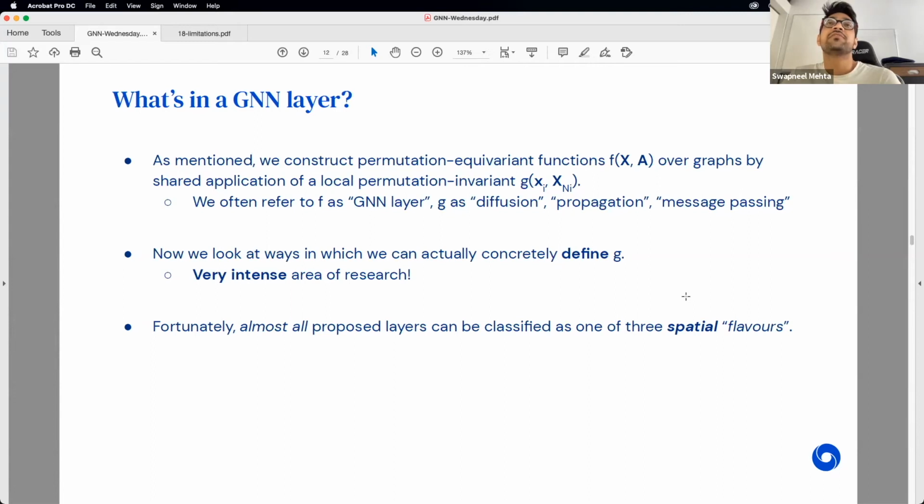So we've started with equivariant functions over graphs, then local invariance, which means for a node we don't care about which neighbors come first. We talk about graph neural net layers as diffusion, propagation, message passing. But essentially there are three flavors of graph nets that most work will fall into. There are more, but these three really summarize many papers.